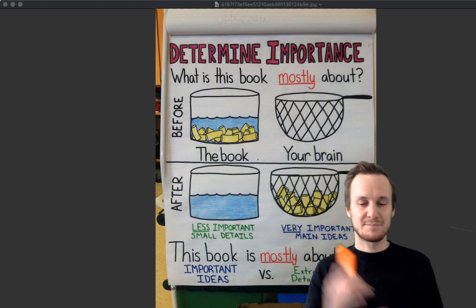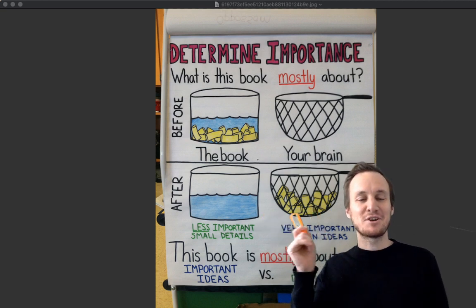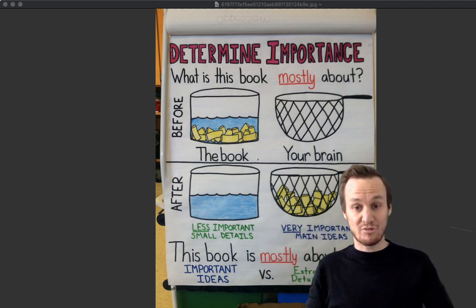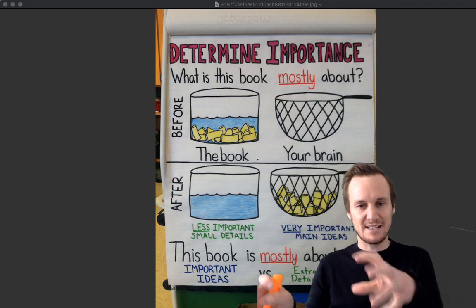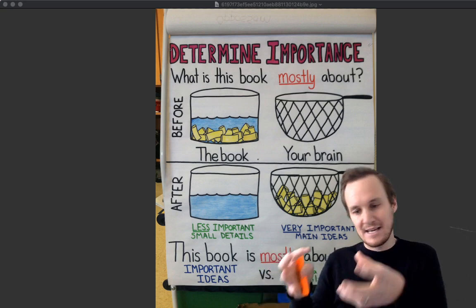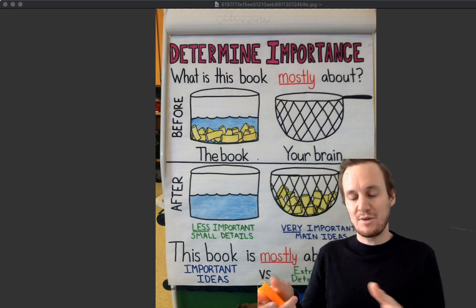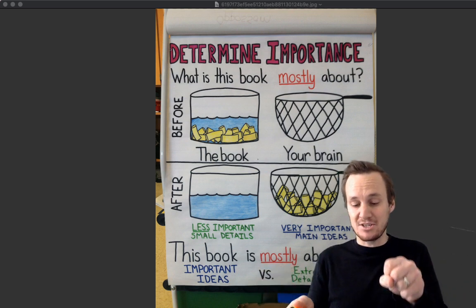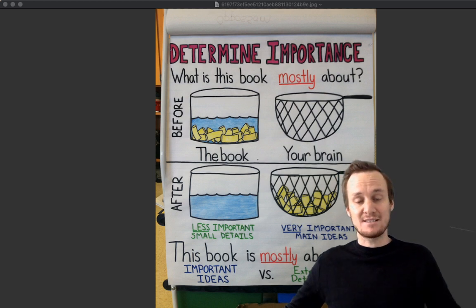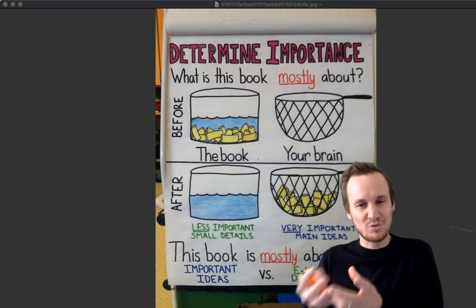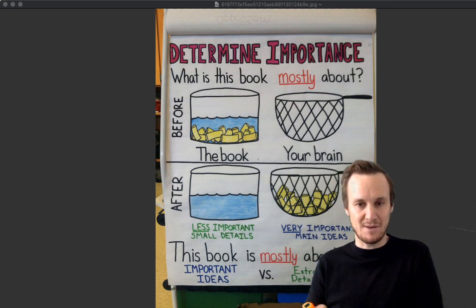If you've got a pot full of pasta and there's water and all the pasta in there, that's the text with all the stuff in it, and your brain is like the strainer. When you tip all the pasta out when you're finished, all the not important information goes to the sides and just drains out, and you're only left with the important information.